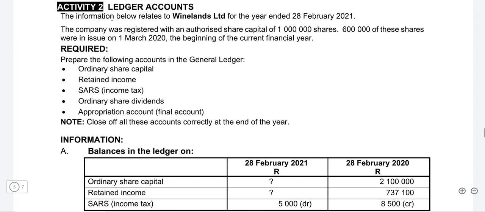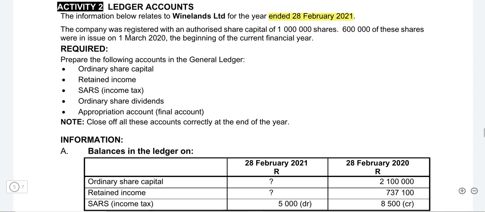Now here they're saying the information below relates to Winelands Ltd for the year ended 28 February 2021. Very important for us to know when our year ends and when it starts. Remember, if our year ends on 28 February 2021, it means it started on 1 March 2020.